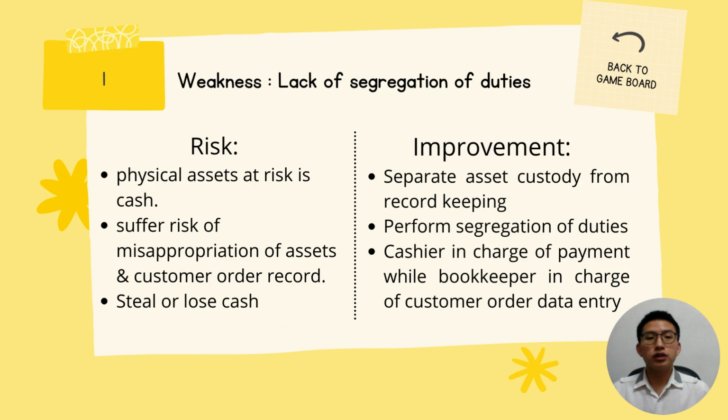Now I'll present the risk exposure and appropriate internal control procedure for sales processing and cash receipt in this company. Refer to the first weakness, which is lack of segregation of duty. One of the physical assets at risk in the revenue cycle is cash. Then the company will suffer risk of misappropriation of asset and customer order records. This is because the cashier can steal or lose the cash and adjust the customer order records to conceal the event. There is a need to separate asset custody from record keeping. Hence, they need to perform segregation of duty between cashier and bookkeepers. The cashier should be in charge of payment while the bookkeeper should be in charge of customer order data entry to avoid fraud.